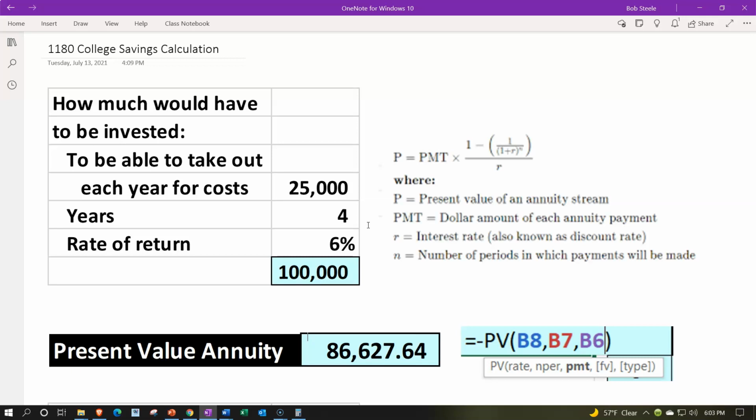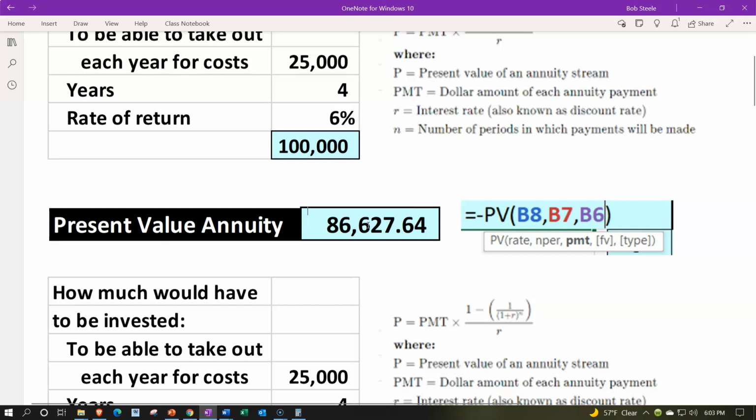Let's first consider that with the Excel formula. We do work this problem in Excel if you want to take a look at it there, but we'll just go through the calculation this way. We've got equals, and I'm going to say negative in order to flip the sign. Otherwise, the result would be a negative number.